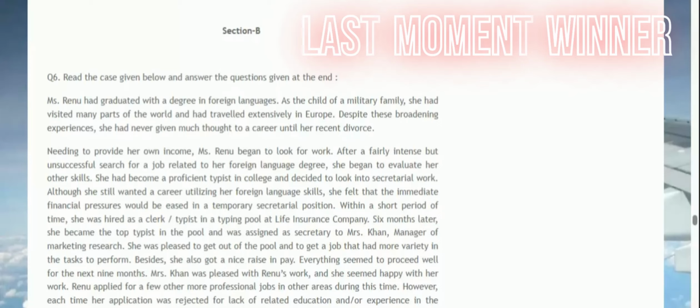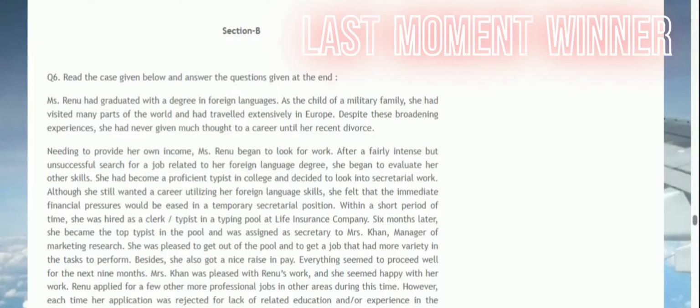Over the next few months, Khan noticed changes in Renu. She did not always dress as neatly as she had in the past, she was occasionally late for work, some of her lunches extended to 2 hours, and most of her productive work was done in the morning hours. Khan did not wish to say anything because Renu had been doing an excellent job and her job tasks still were being accomplished on time.